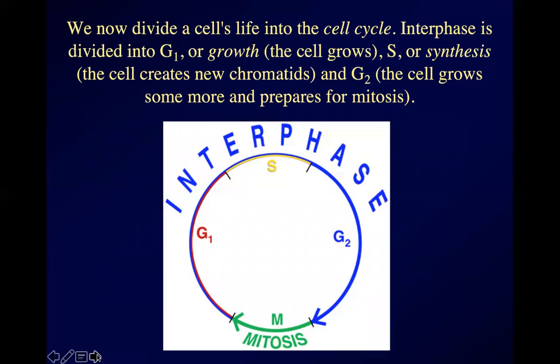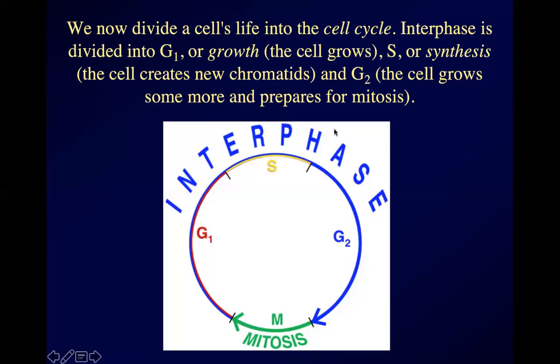And what we do now is divide a cell's life into what we call the cell cycle. Mitosis is what we've seen. It consists of prophase, metaphase, anaphase, telophase. I'll go back in just a second. And then in interphase, there's a beginning phase of interphase where the cell just grows, and we call that G1. There's a time period where the cell builds new chromatids. That's called the S phase for synthesis. And then there's a stage where the cell grows some more and gets ready for mitosis, and we call this G2.